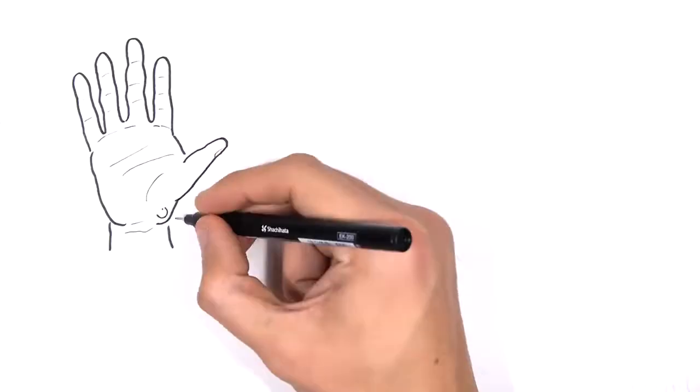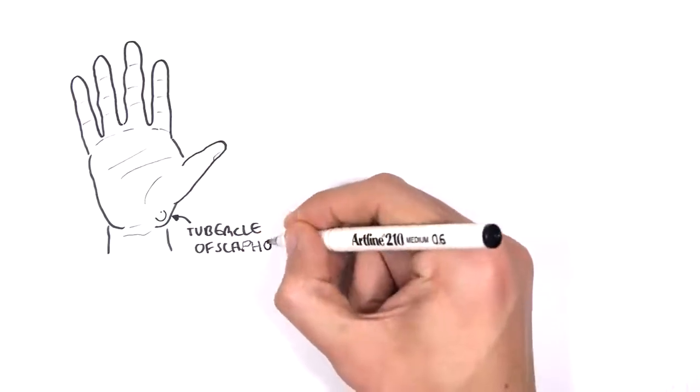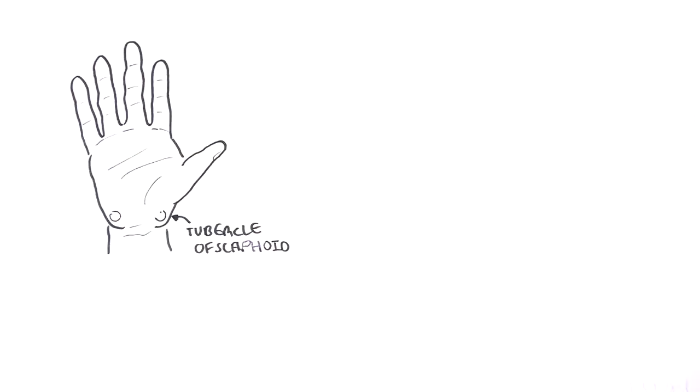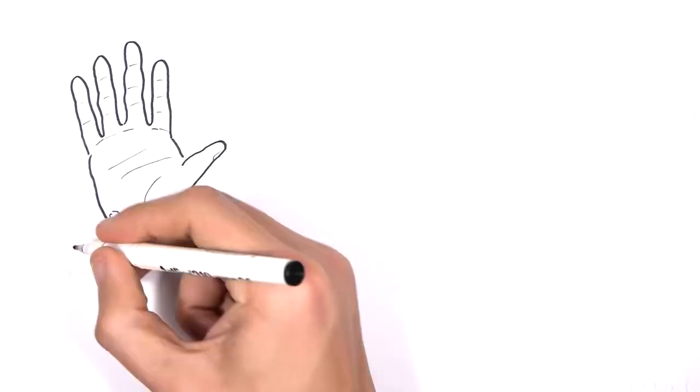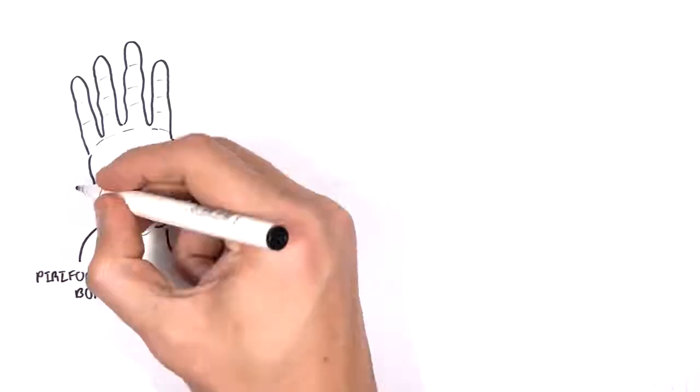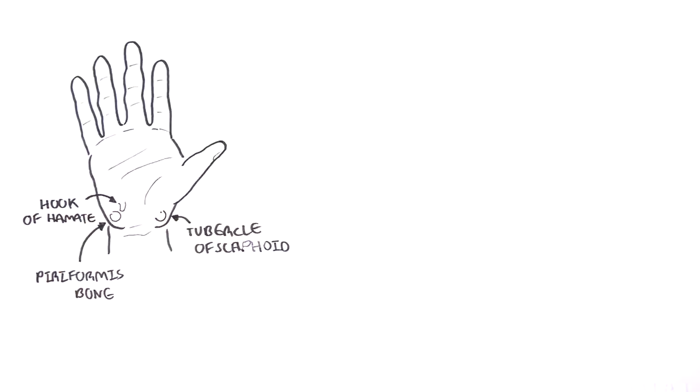We're looking at it from a palmar view, so the palms of your hands. And actually the surface anatomy here, you can feel your scaphoid bone, the tubercle of your scaphoid bone. And there's also the pisiform bone you can feel, as well as above it the hook of hamate somewhere.